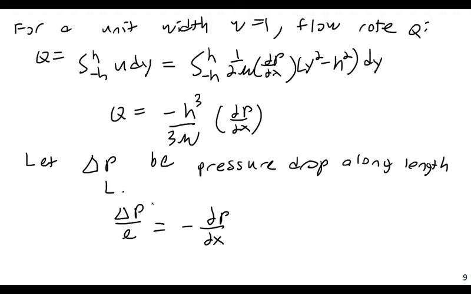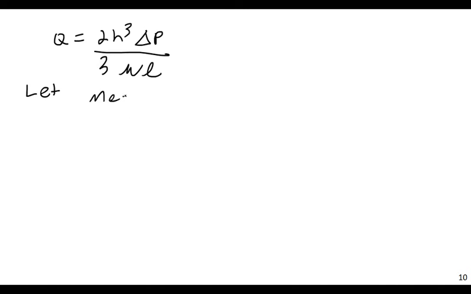So again, delta P over L is going to be equal to the negative dP divided by dx, and so then Q is going to be equal to 2h cubed times delta P divided by 3 mu L. If I let the mean velocity be V, the flow rate is this, and V is then equal to h squared delta P over 3 mu L.